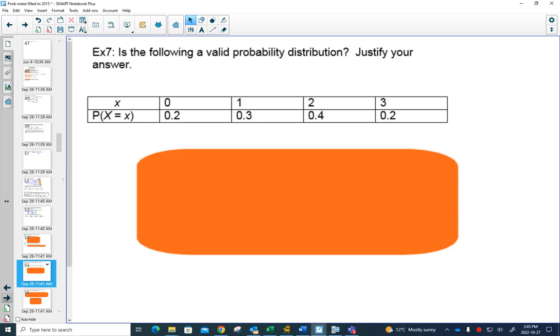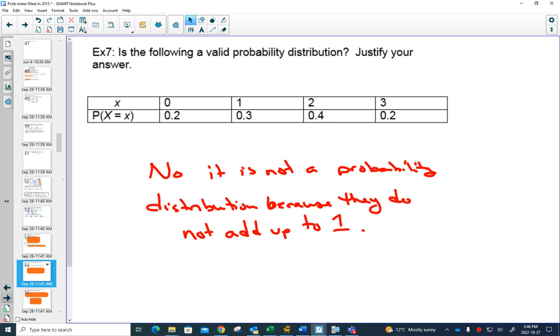Is this valid? Yes or no? And why? Could this be possible? Now, why are you shaking your head? It adds up to more than 1. So it would have to add up to 1 to be possible. This one doesn't.